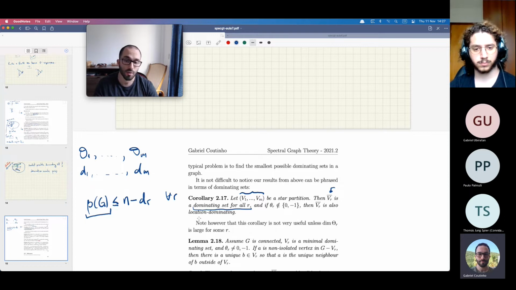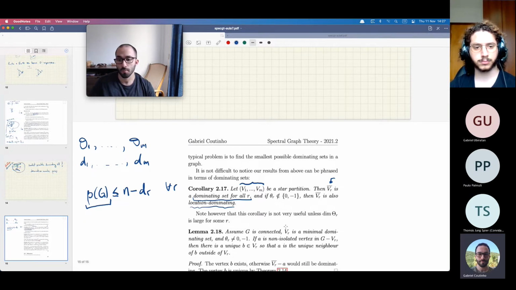And then you also have the location dominating, which is even more complicated to find typically, as long as your eigenvalue is not 0 or -1. So if you have an eigenvalue not 0 or -1, and it has large multiplicity, then you have a lot of structure in your graph. And this is nice. This is the sort of question we are typically interested in in spectral graph theory.